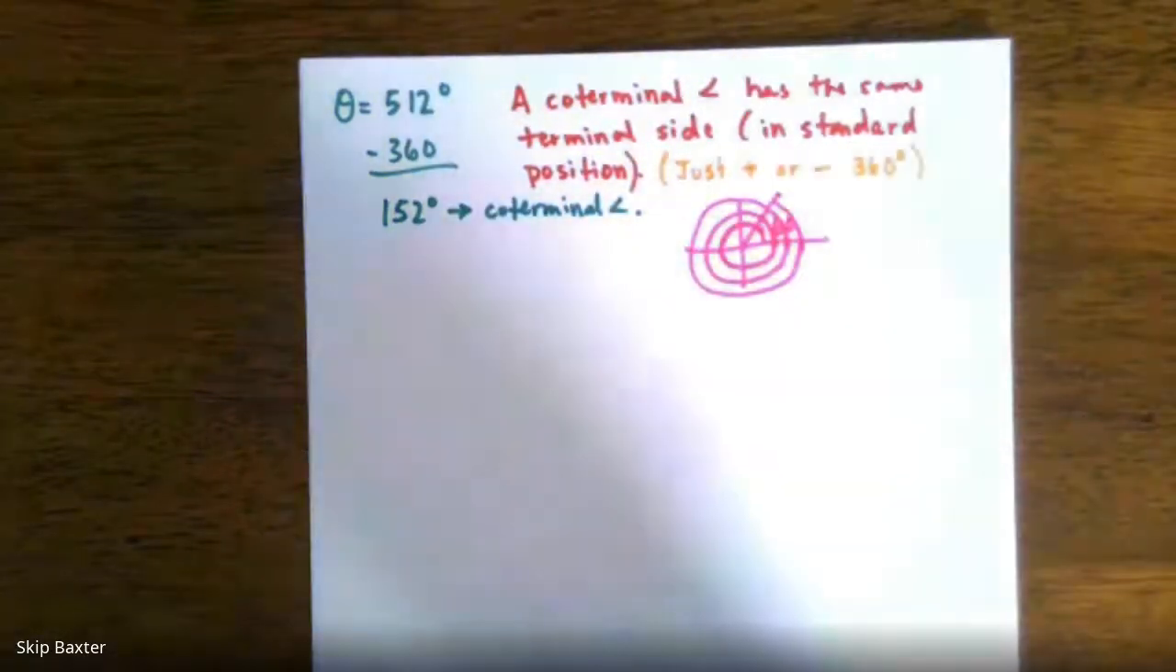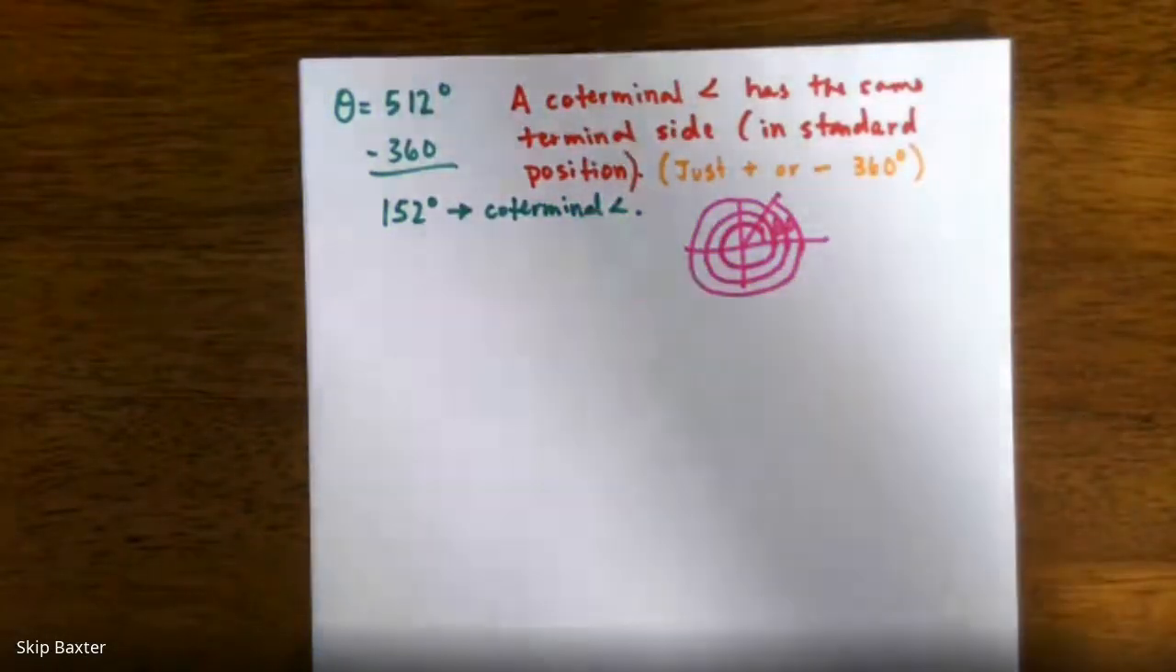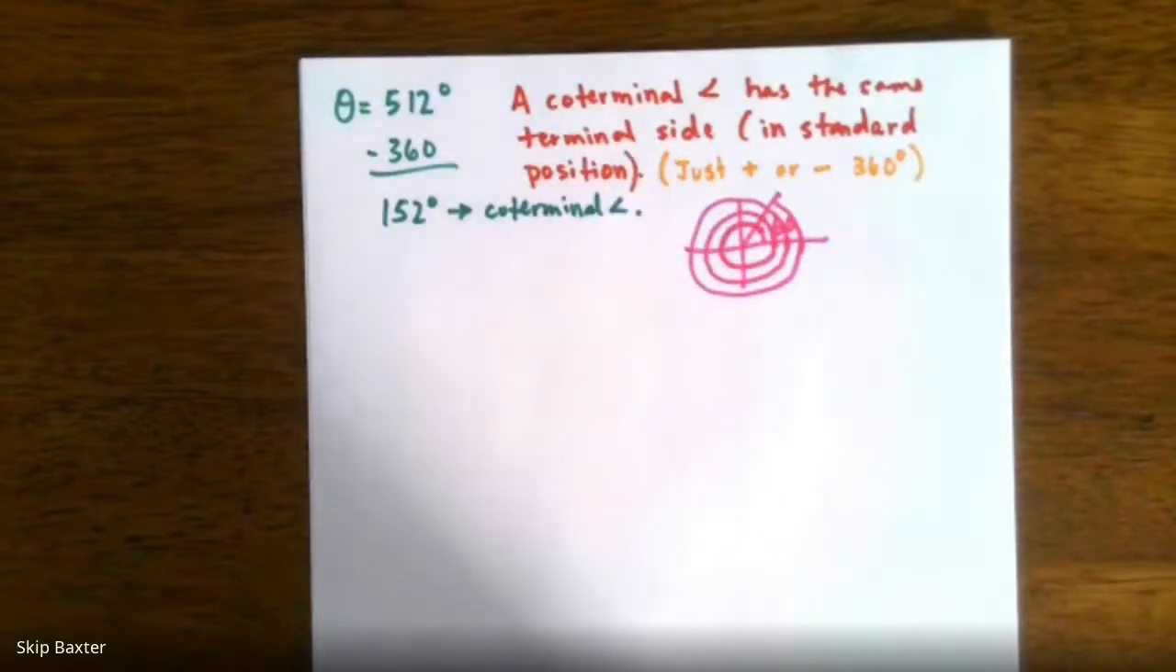That's between 0 and 360. Okay, there's lots of coterminal angles. That's the one that they're looking for, between 0 and 360. Then they'll ask you other questions about this same angle. They'll ask you, for example, what's the reference angle?